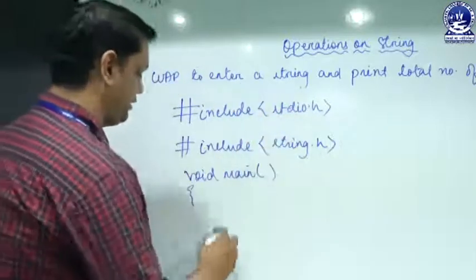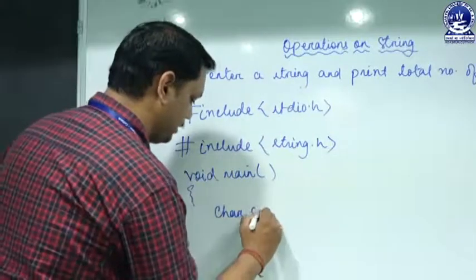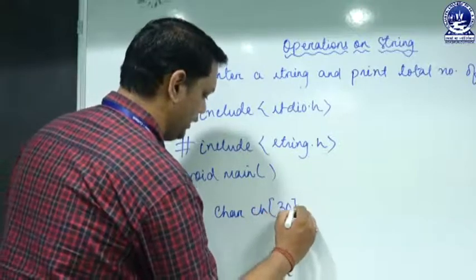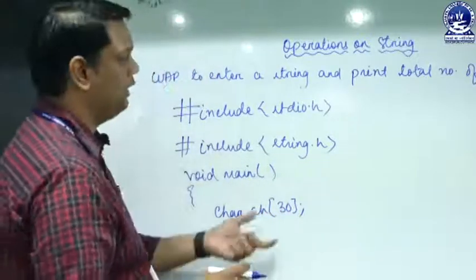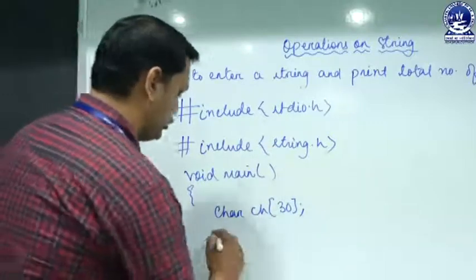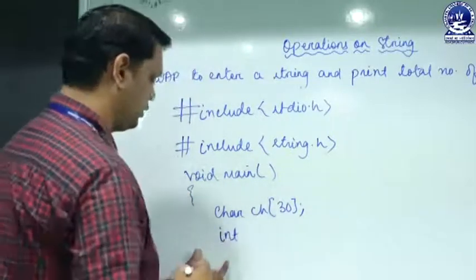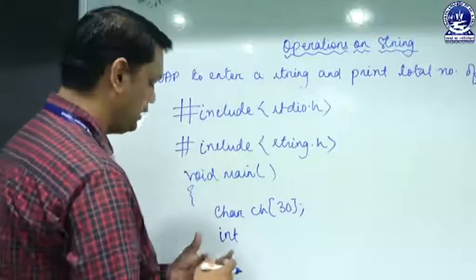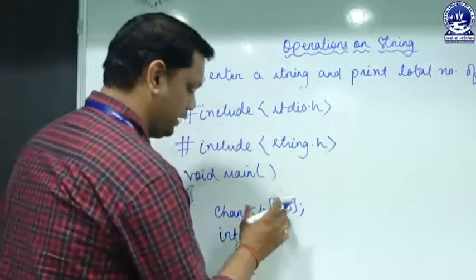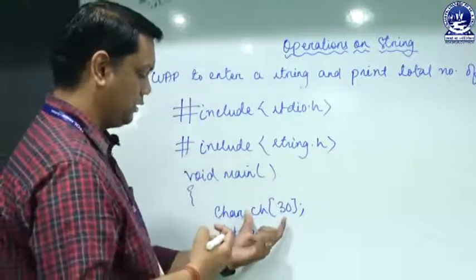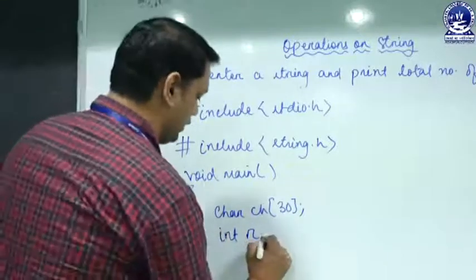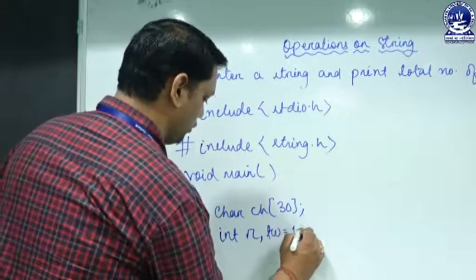So now void main. Again I have to enter a string, so let's say I have taken character ch of 30. Now I have to print the total number of words, so I need an integer variable. Let's say r for extracting each character from the string, and tw for the total number of words, equal to 1.